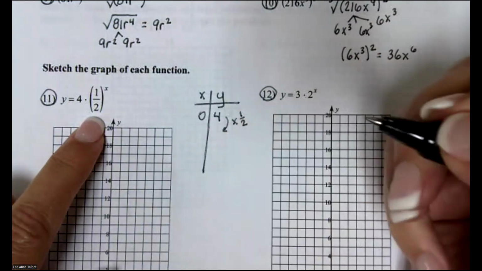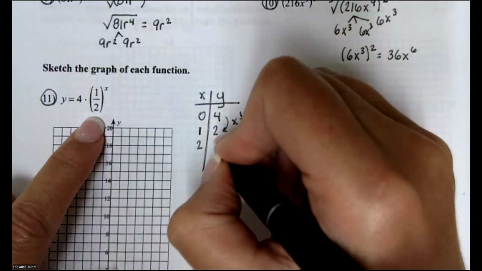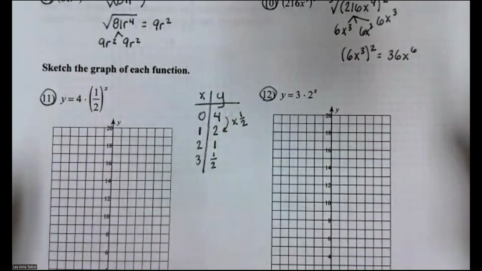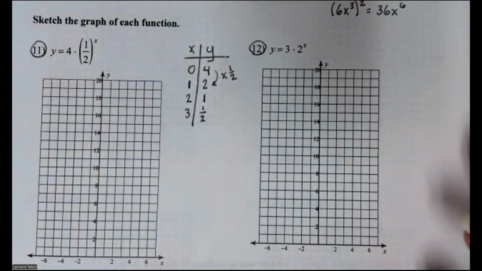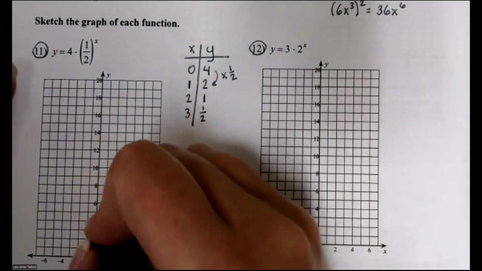So just go down the table, multiplying by 1/2. So 1, 2, 2, 1, 3, 1/2. That's plenty. That'll give us enough information. Does that make sense? So I just started at 4 and then multiplier of 1/2.